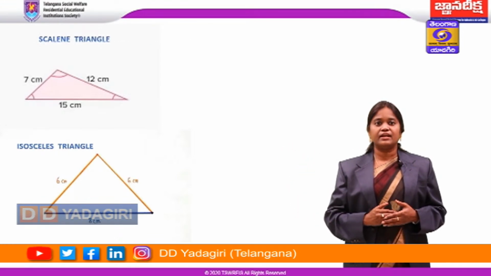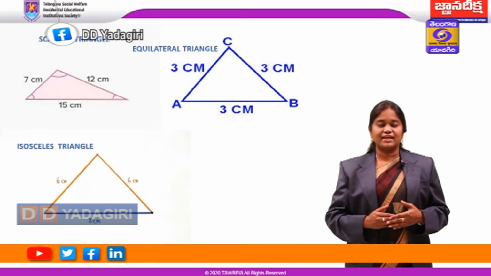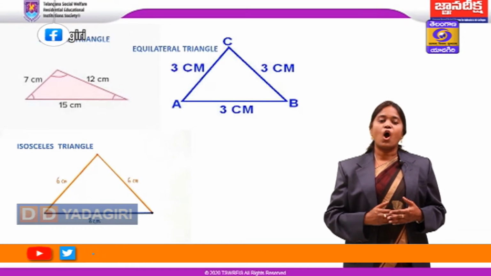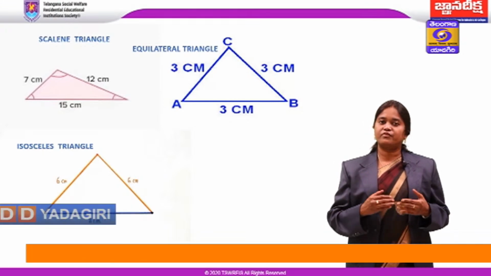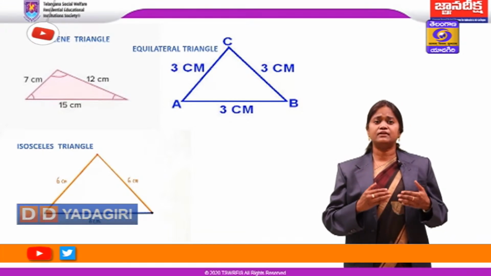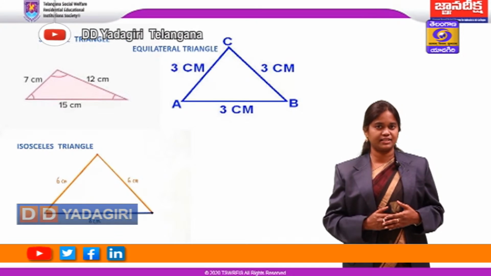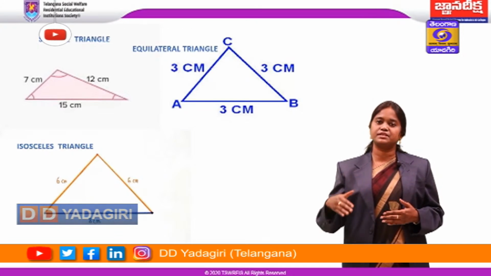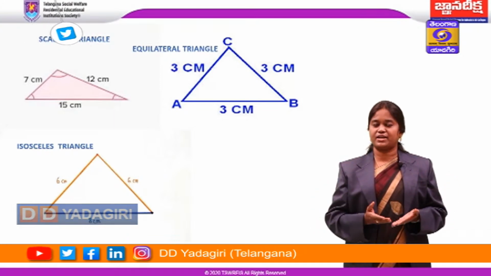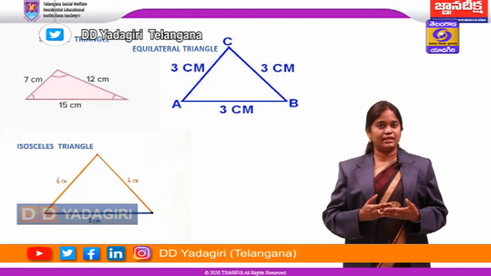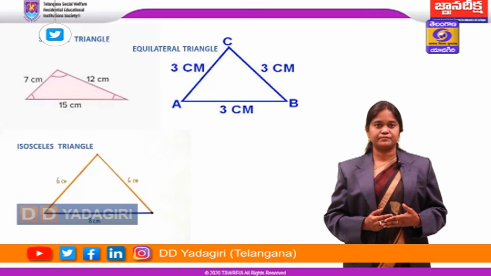Next type is the equilateral triangle. In an equilateral triangle, all the 3 sides have equal length. For example, a triangle having the sides 3 cm, 3 cm and 3 cm. Here all the 3 sides of the triangle have equal length, isn't it?